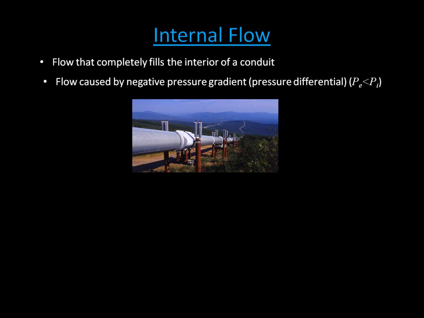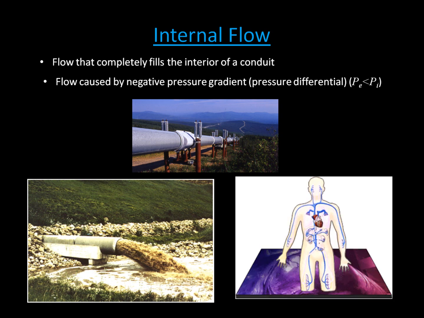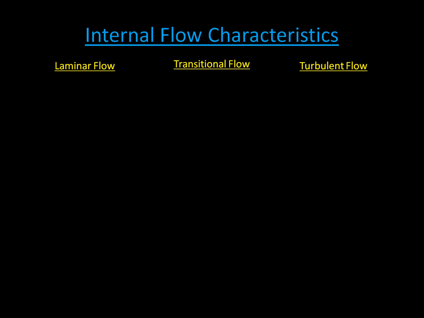The water pipes in your house that run water to your sinks are completely filled conduits. Oil pipelines, drainage lines that are completely full, say after a flood, as they're exhausting into some reservoir. Even the veins inside your body are completely filled conduits that you could model with internal flow. So let's talk internal flow characteristics or regimes of flow. And there are three regimes of flow: laminar flow, transitional flow, and turbulent flow. And let's look at each one of these individually.